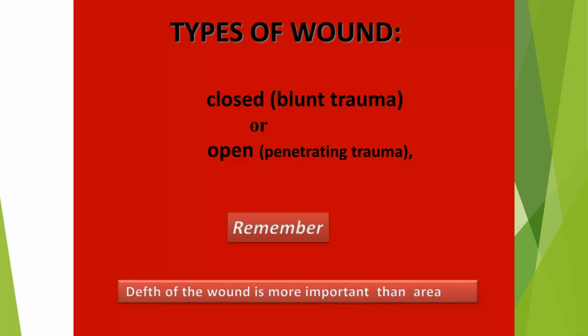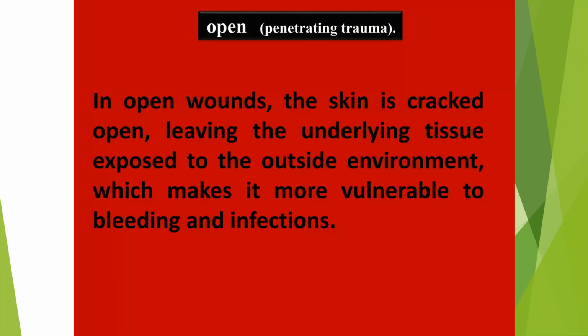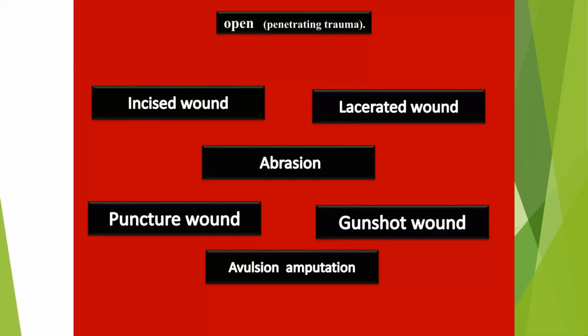Wounds are broadly categorized as closed, resulting from blunt trauma, or open, resulting from penetrating trauma. Remember, wound depth is more critical than the area. Open wounds expose underlying tissue, making them vulnerable to bleeding and infection. Types of open wounds include incised wounds, lacerated wounds, abrasions, puncture wounds, gunshot wounds, avulsions, and amputations.